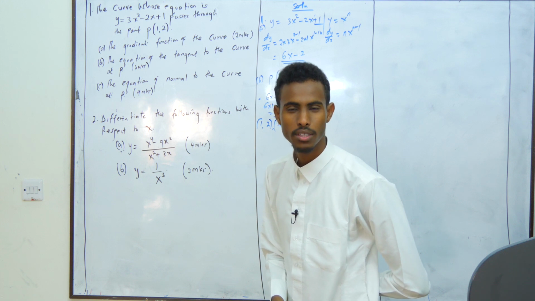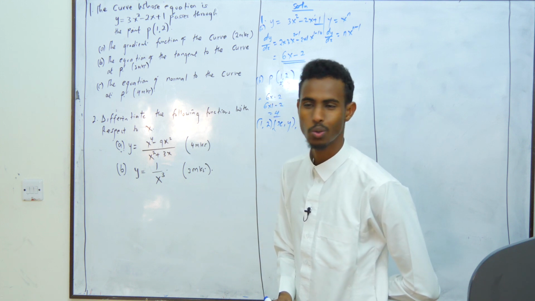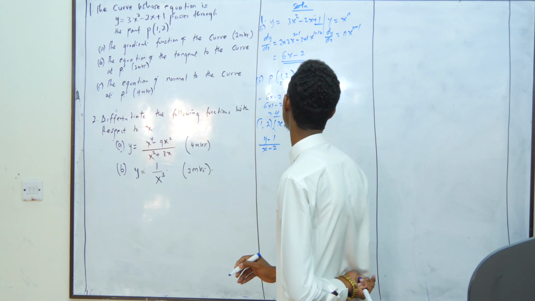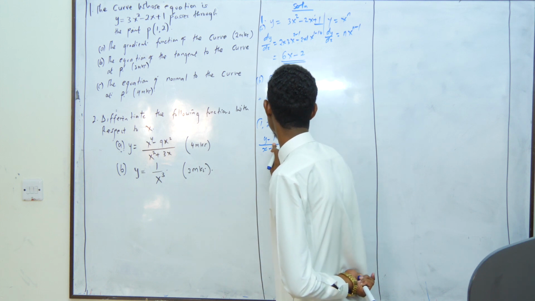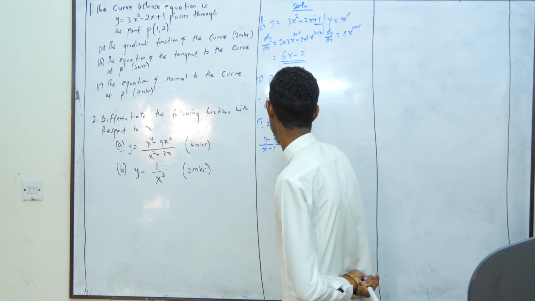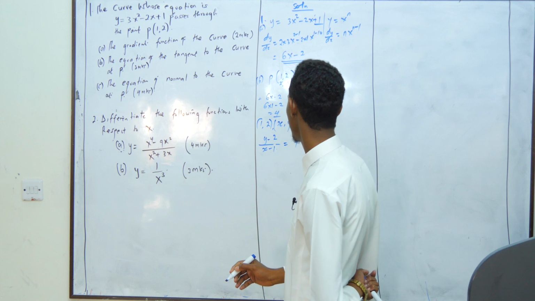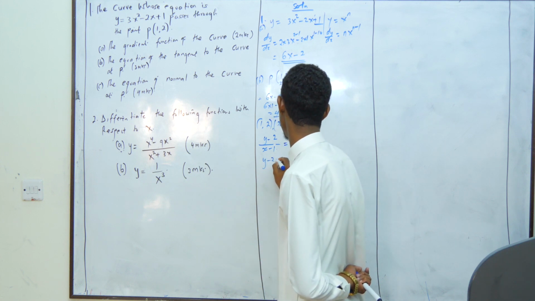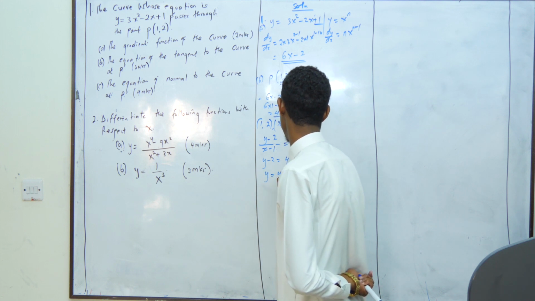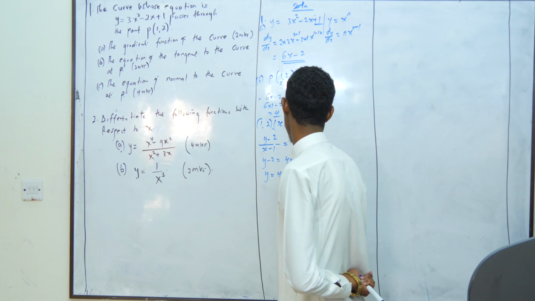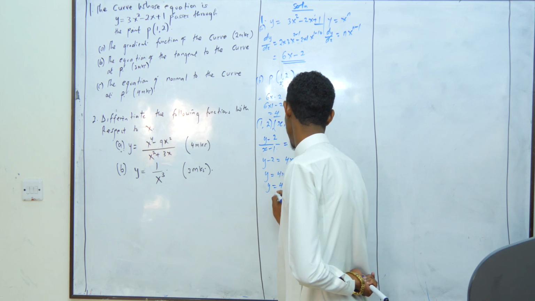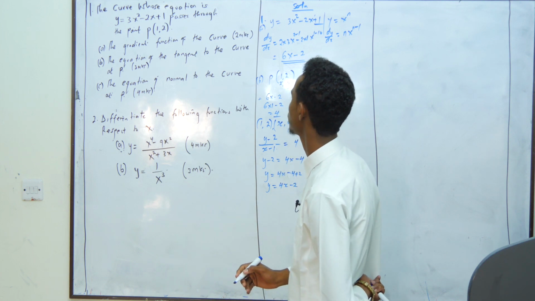How do we get the equation of a line? Change in y over change in x. Y minus 2 over x minus 1 equals 4. Now multiply everything. It becomes y minus 2 equals 4x minus 4. Y equals 4x minus 4 plus 2, which is y equals 4x minus 2. And that is the equation of the tangent to the curve.